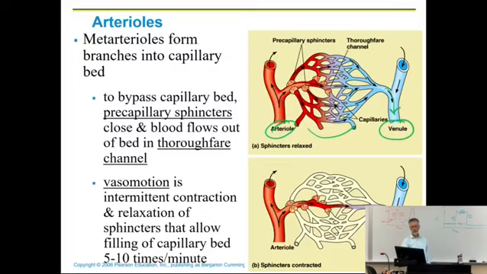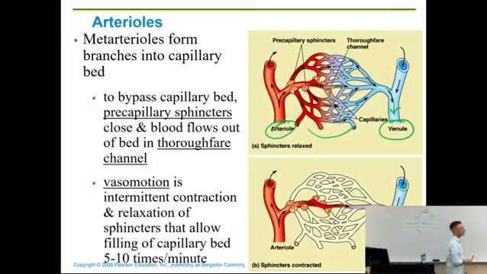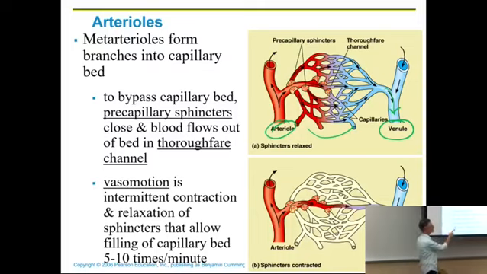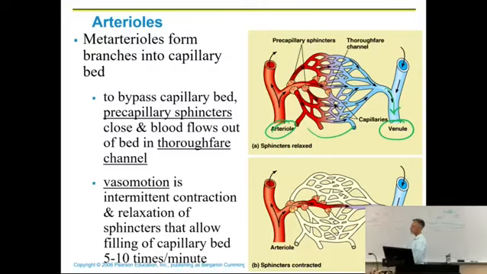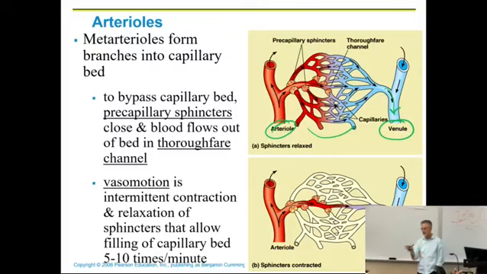So if we have a very active tissue, it's going to need more fluid flow. Those cells are going to need to be served. And so we're going to need to flood that entire capillary bed. But if, let's say, it's a less active tissue, we don't have to be putting fluid through there all the time. We do, right, on a regular basis, but not all the time.